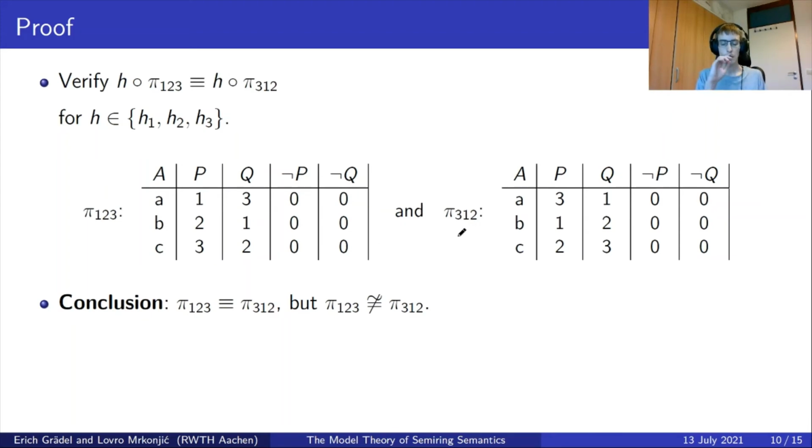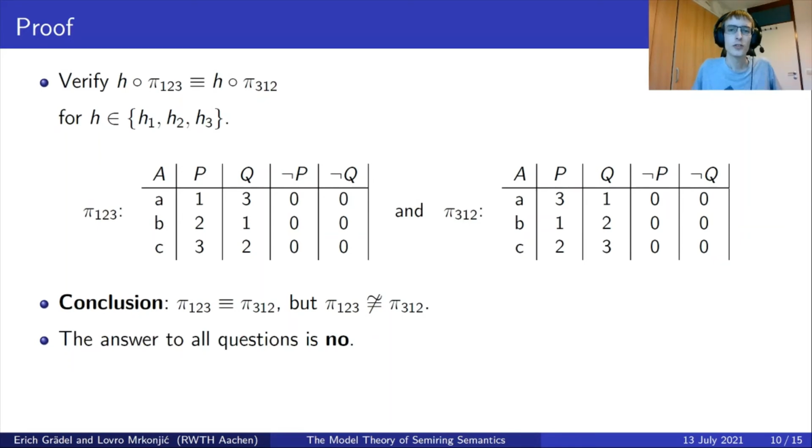Hence, our 2 interpretations are elementarily equivalent but not isomorphic, which of course answers all of our questions negatively, because it means that we cannot hope to axiomatize finite K interpretations if we can find 2 of them that are elementarily equivalent but not isomorphic. However, we will show that there are semirings where elementary equivalence does imply isomorphism.